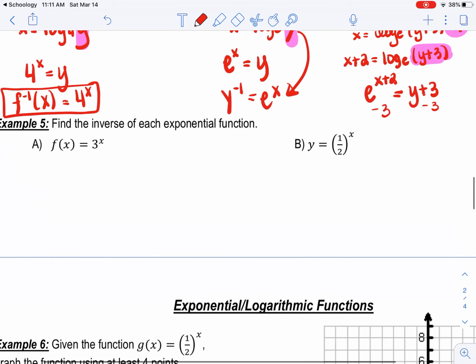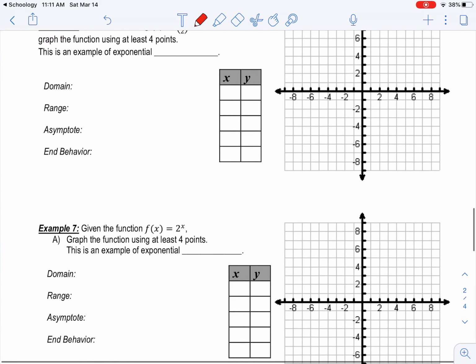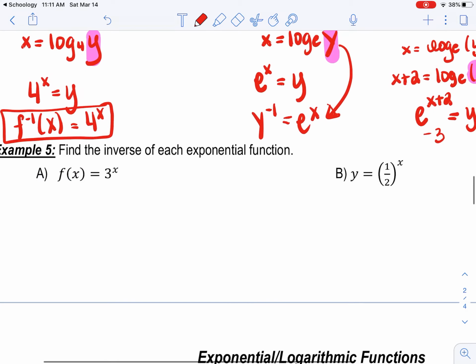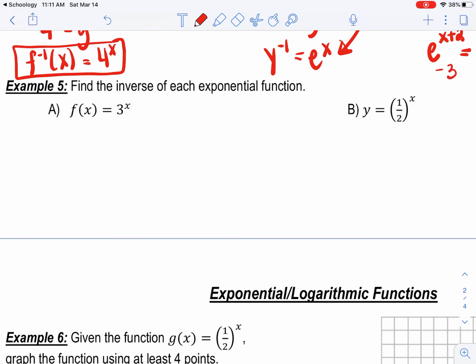All right, so the last thing that we have to do before graphing, and I'm going to go quickly through graphing, is find the inverse of the exponential function. So ask yourself first, what's the inverse of an exponential function? Logarithms. So same steps here. You are going to switch x and y, and then you are going to rewrite as a logarithm. Okay, so switch x and y.